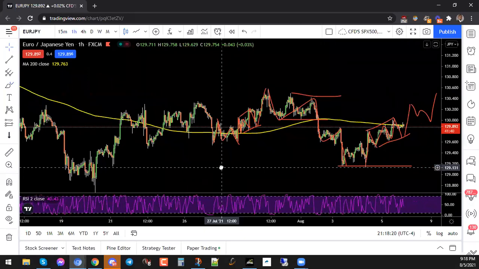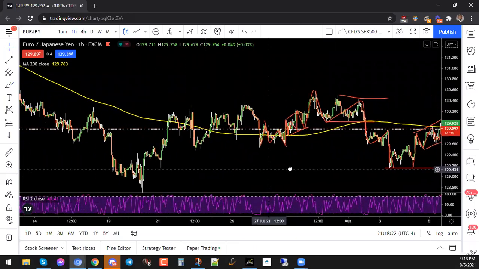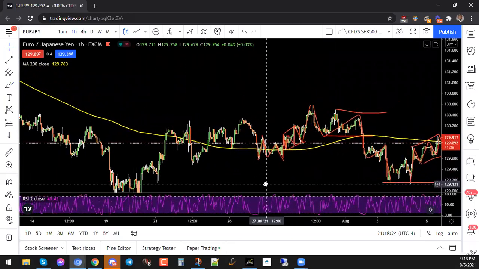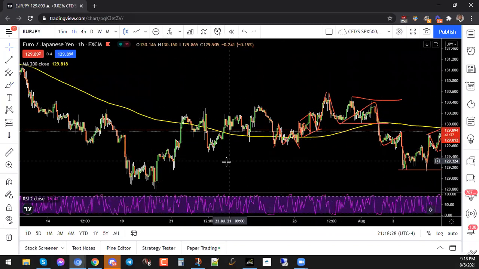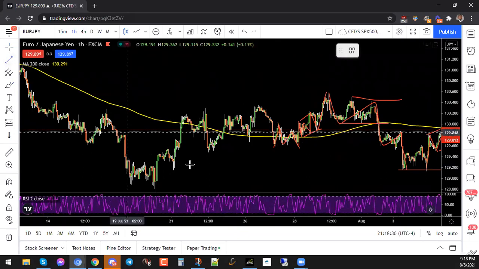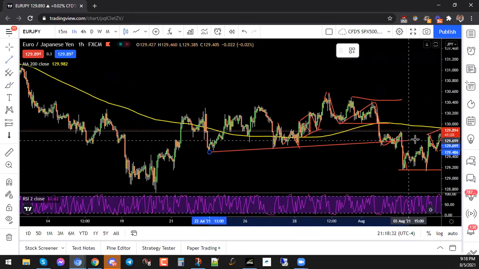Let's see here. What else do we have? Let's see. Can all of this be one pattern formation? Let us see what the possibilities are.